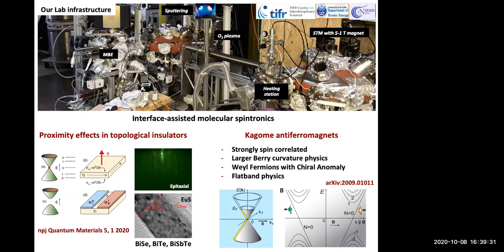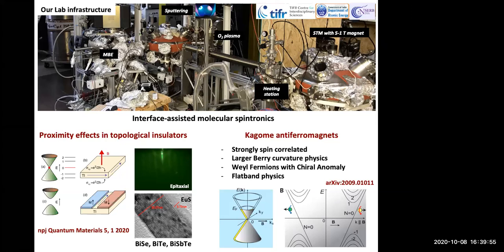Now, the most interesting thing is what happens when you proximitize these surface states, these Dirac states, with a ferromagnet, which doesn't destroy the topological character of the surface, but gives rise to very exotic physics. So that's one topic we work on, which is to proximitize these with a ferromagnet, which is an insulator. It's a ferromagnetic insulator.